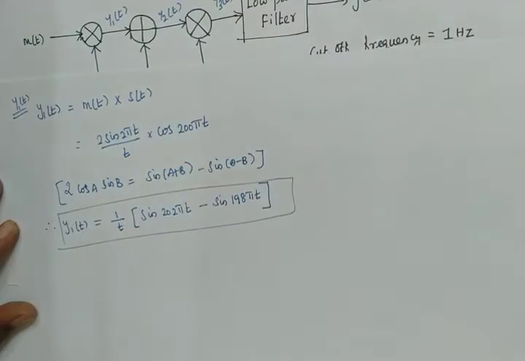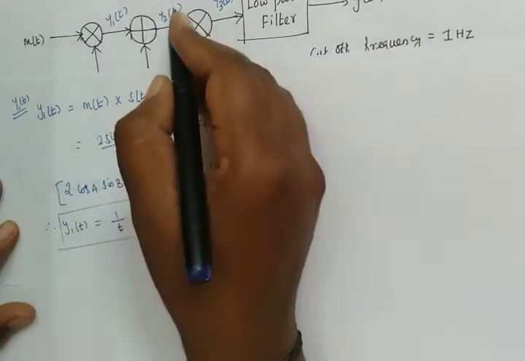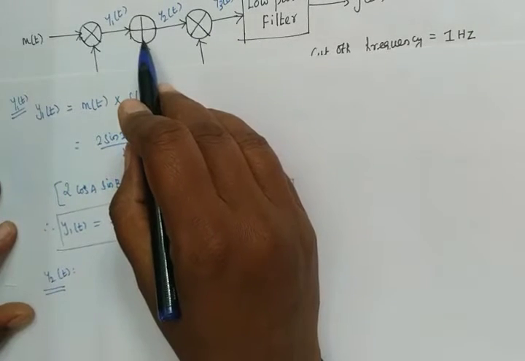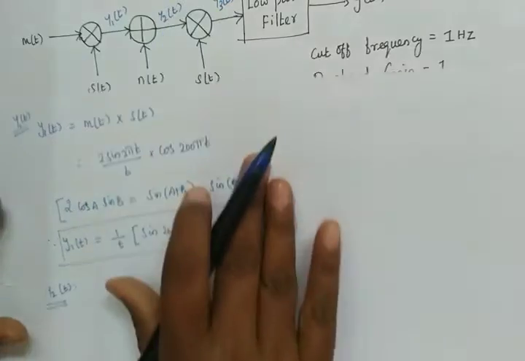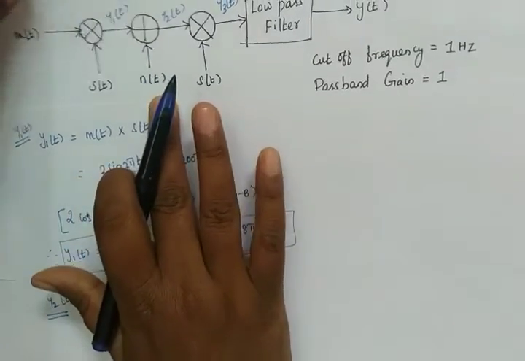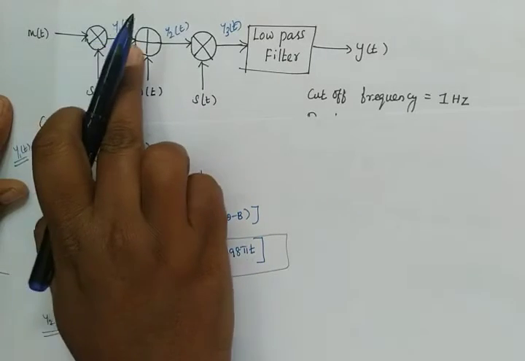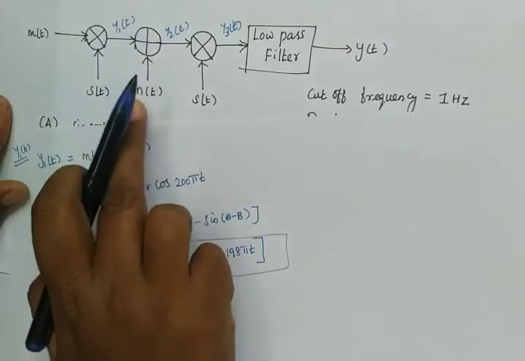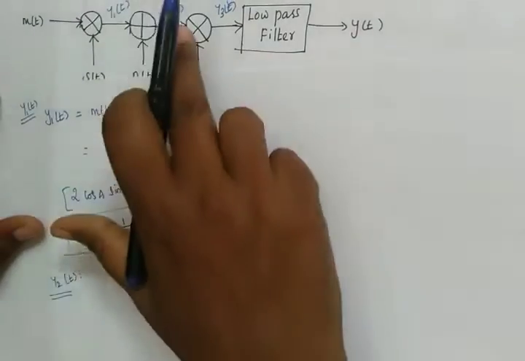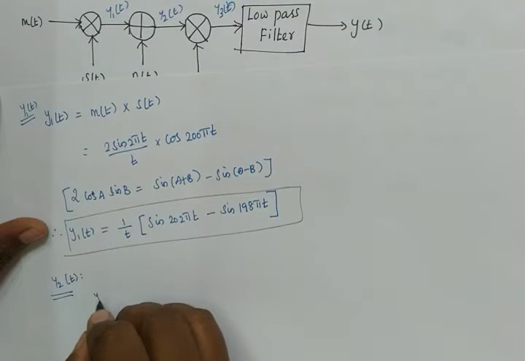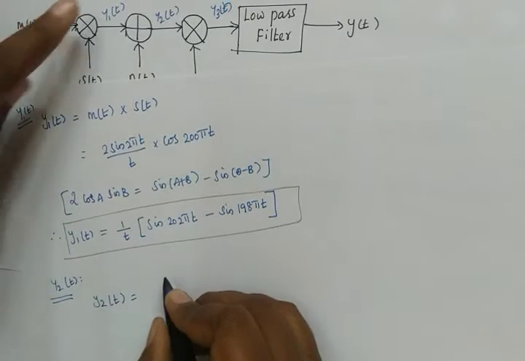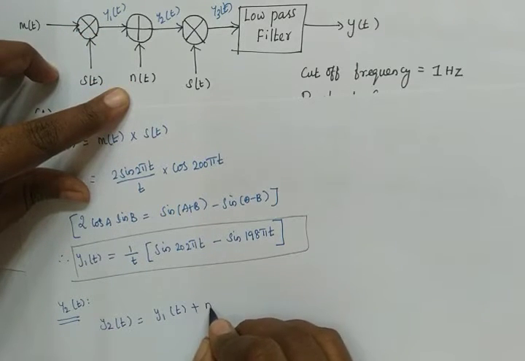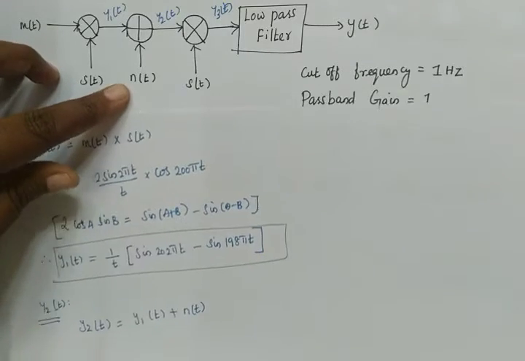Now what is y2 of t? Now we are going to find y2 of t, that is the output of this adder. y2 of t is y1 of t plus n of t. We have found y1 of t, the output of the multiplier, and now it is added in the adder with n of t. So y2 of t is equal to y1 of t plus n of t. This is what we do in the adder.